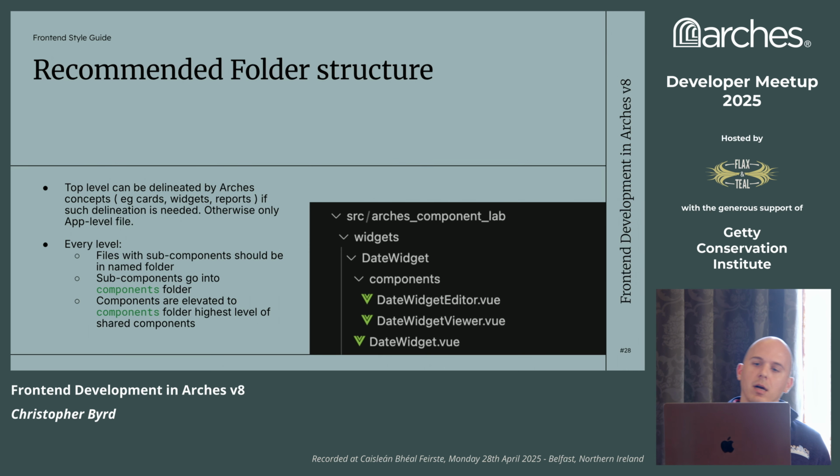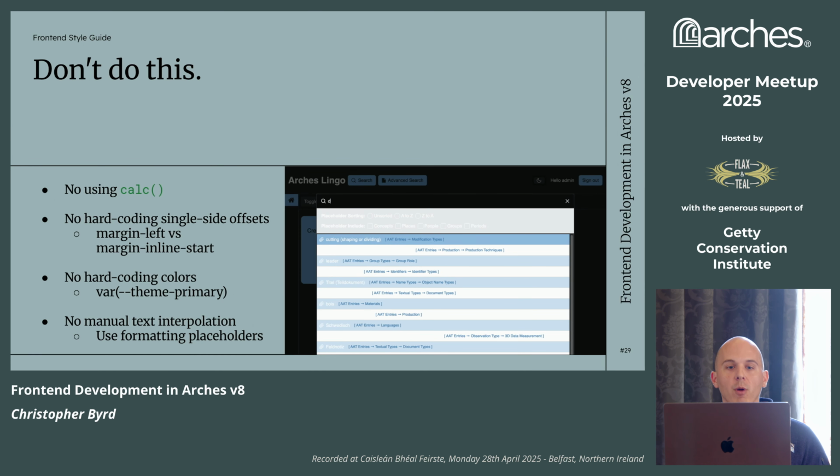A simple example here is Arches Component Lab, where you can see it's delineated by widgets. Inside that is a date widget. A date widget has two lower order components. So it's got a components folder with the editor and the viewer widget. And yeah, it's in a named folder. The folder is named after the component. It's nice.